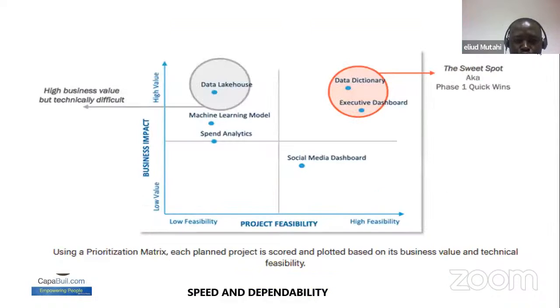And you can look at these diagrams, which try to explain the roadmap. You need to carry out the project feasibility study, looking at low feasibility versus high feasibility, and also low value and high value. So you use what is called the prioritization matrix, and each planned project is scored and plotted based on its business value and technical feasibility.